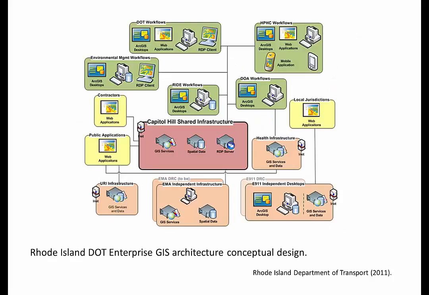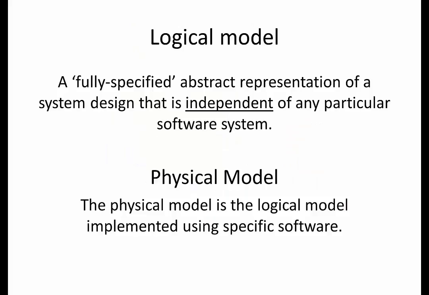Here's a classic one from Esri. This is probably the one that you see more often than anywhere else as your classic GIS enterprise design from the Rhode Island Department of Transport. So we've got various departments and things like that, and how they link together, how the GIS services link together. So we've got public web applications, we've got Capitol Hill, so this is the central administrative area. We've got the health infrastructure area, various other bits. So that's your conceptual models.